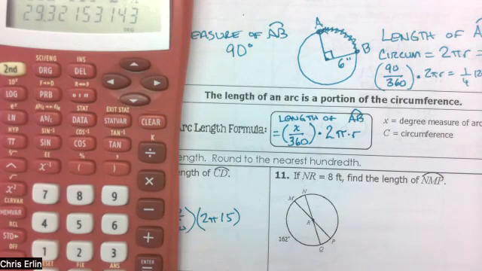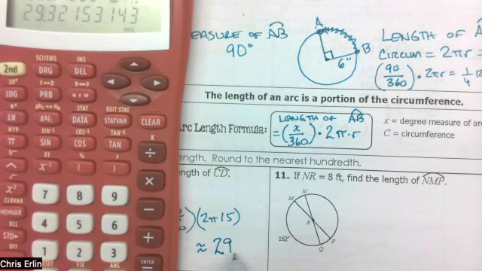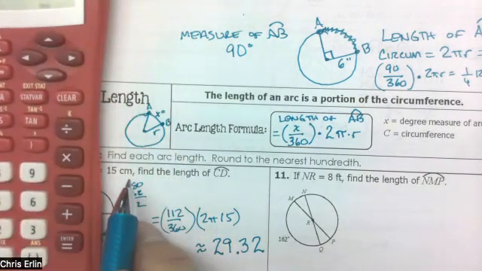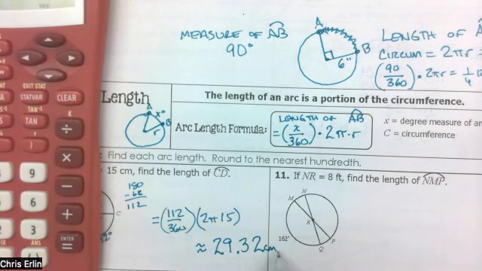29.3215, it says round to the nearest 100th. So let's give it squigglies, 29.32. And because these were in centimeters, this will be in centimeters.